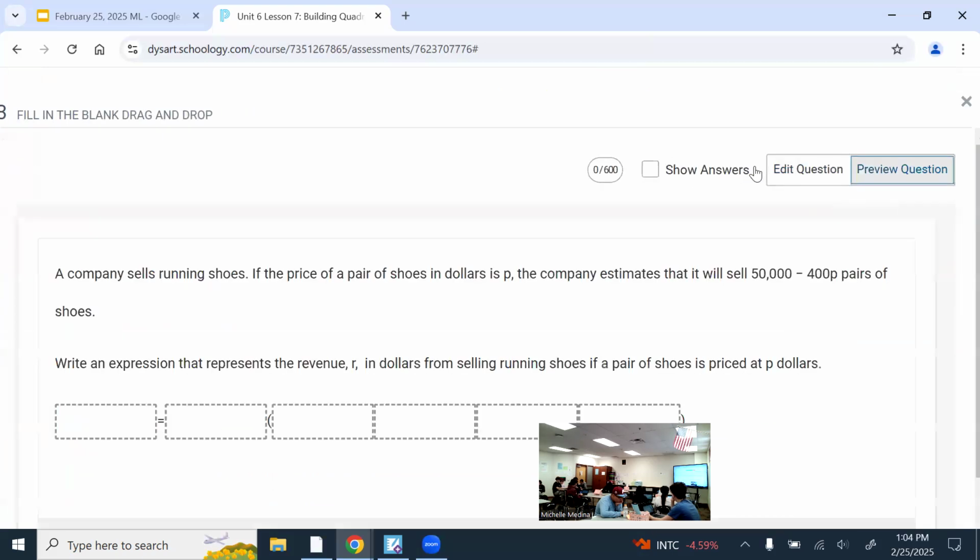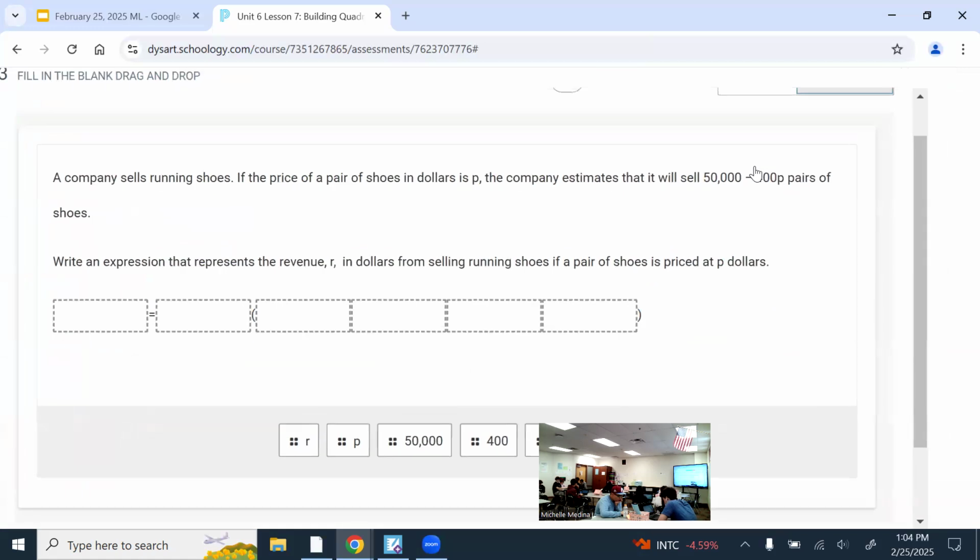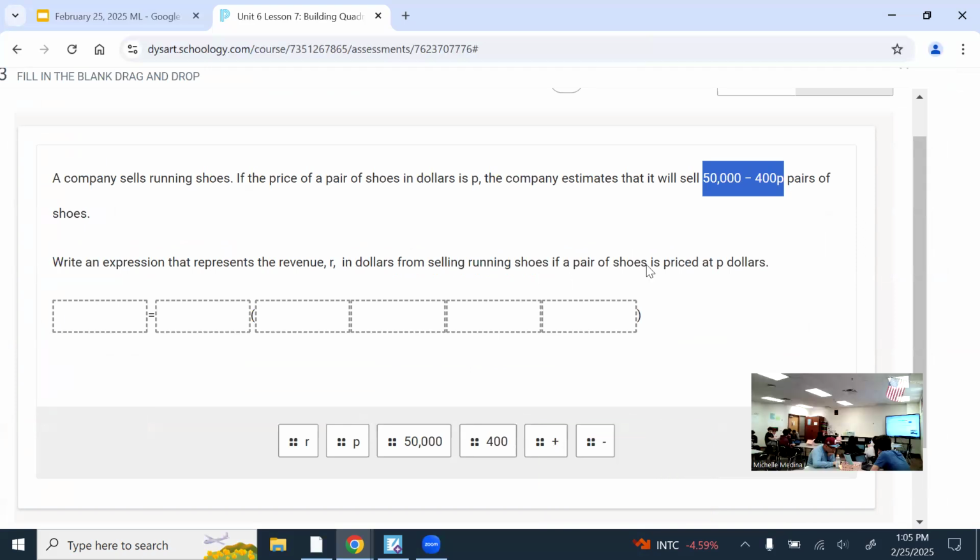Okay. So a company selling running shoes, if the price of a pair of shoes in dollars is P, the company estimates that it will sell this many pairs of shoes. Write an expression that represents the revenue R in dollars from selling running shoes if a pair of shoes is priced at P dollars. So this is kind of like what we did in the notes. Revenue is what we get when we multiply how much something costs by how much people are buying. This doesn't give you numbers to plug in, so it's just going to be an expression. So we're going to multiply.